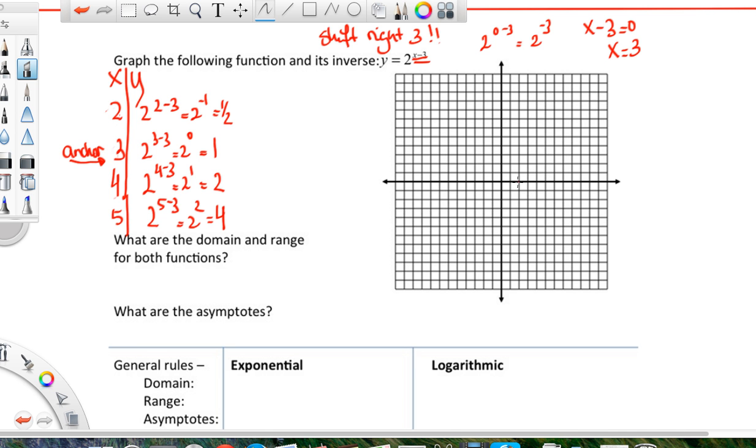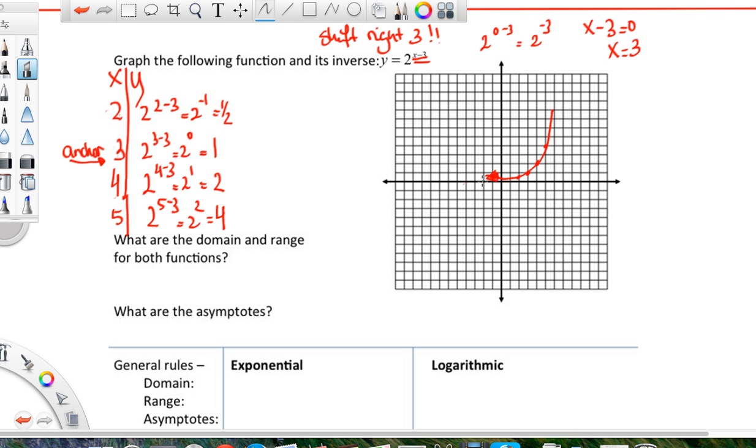Okay, so at 2, I should be at a half. At 3, I'm at 1. At 4, I'm at 2. At 5, I'm at 4. So the exponential function looks like this. So other than that last little bit there, I did okay with that. So we'll just make that the arrow.